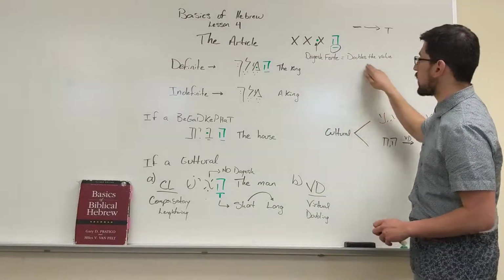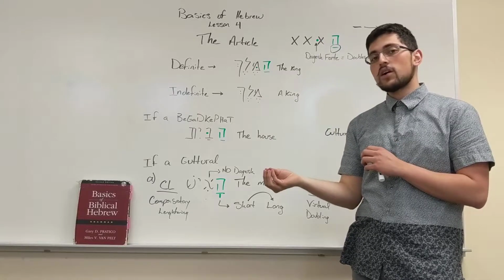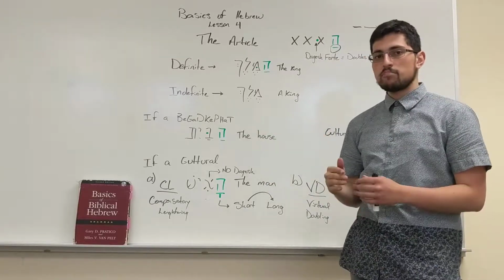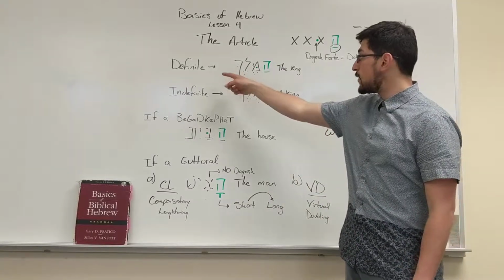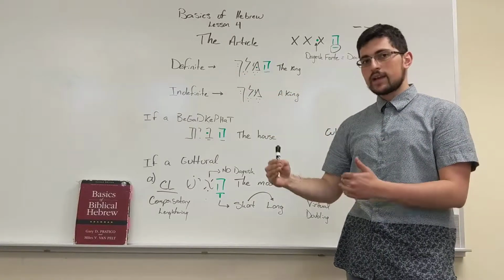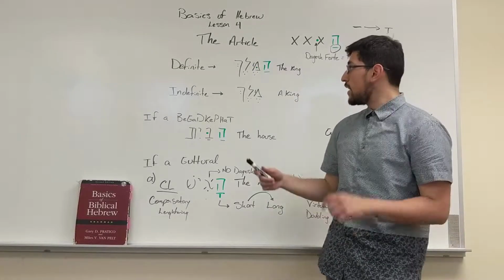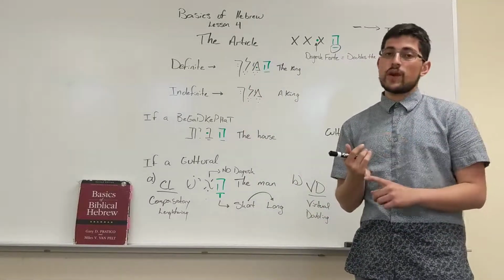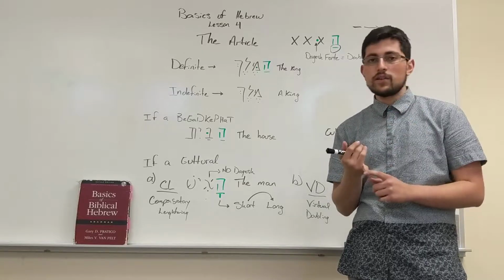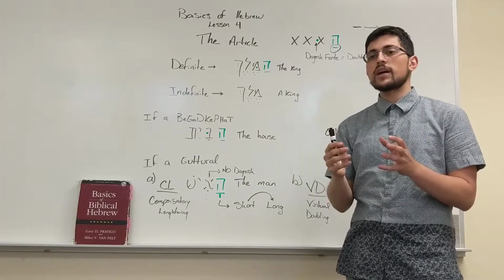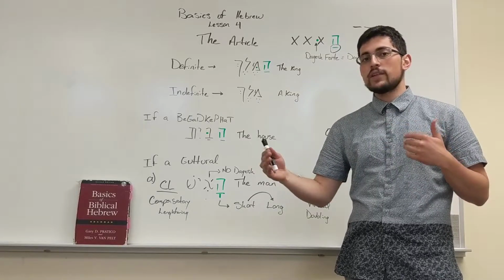Now, the dagesh forte doubles the value of the consonant in pronunciation. So in melek, in the indefinite, it's just melek. But in the definite, it's ha-melek. So it's a little bit longer. That's all it does. Now, if the consonant is just a regular consonant, like a final form or a begadkefat, we don't have any issues. They take the dagesh, they just double the value.